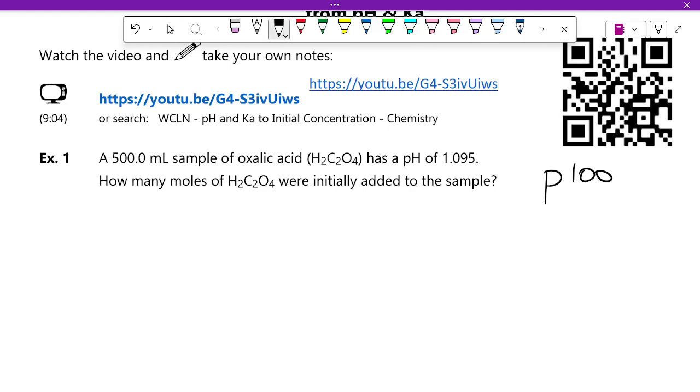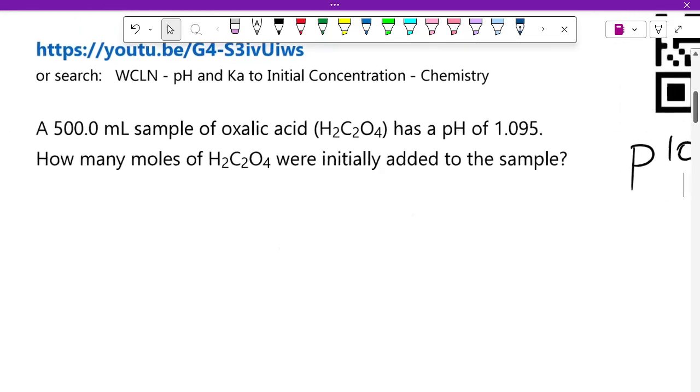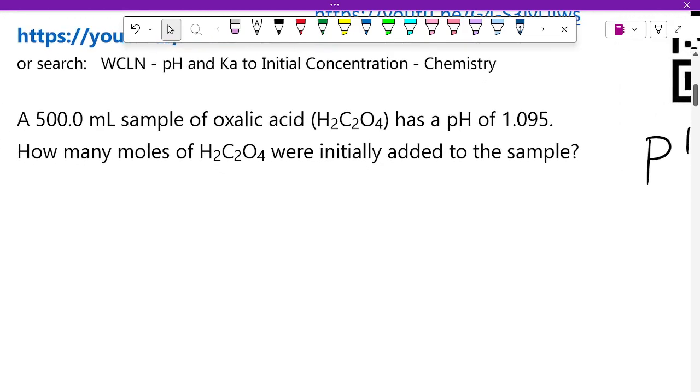All right, so we have 500 milliliters of oxalic acid, and it has a pH of 1.095. How many moles of H2C2O4 were initially added to the sample? Whew. So this one's a little tricky. If we want the moles that are in the sample, really what we want is the moles in 500 milliliters.